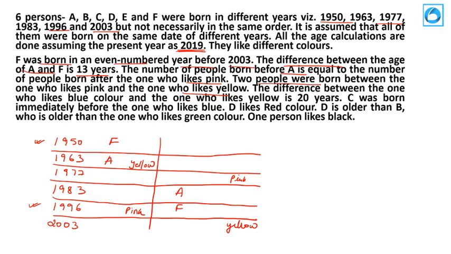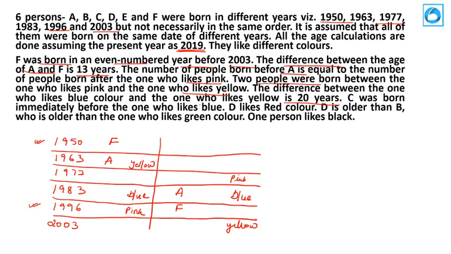The difference between the one who likes blue and yellow is 20 years, right? So yellow is 63 and you can see we have an 83 here. So that means we will have a blue here, right? So this is your blue. In this case, we have 2003. Again, a difference of 20 can be 83. So again, that is your blue here, right? So blue will be this person.